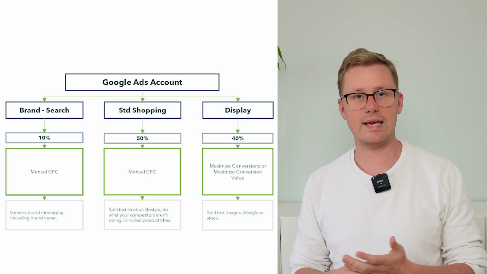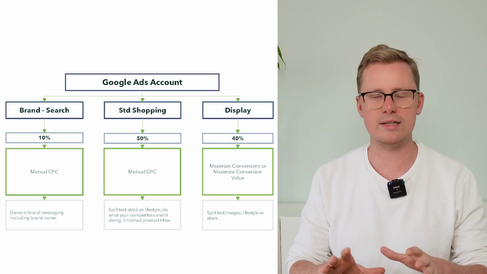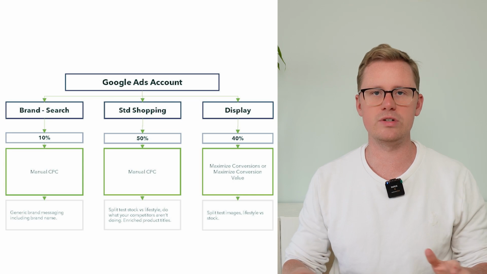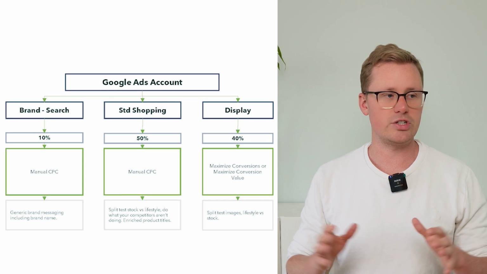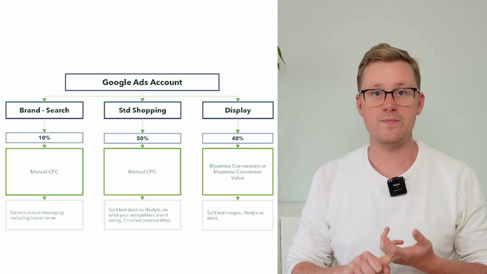The first campaign is a brand search campaign, and this is really straightforward: exact match only, your brand terms only, nothing else, exclude everything else. This is really there just to make sure that competitors aren't bidding on your brand terms and that if someone wants to find you, they can find you.